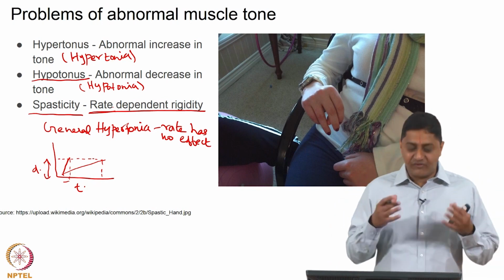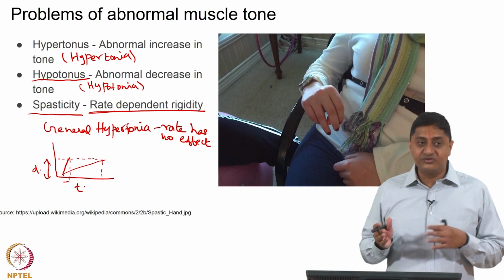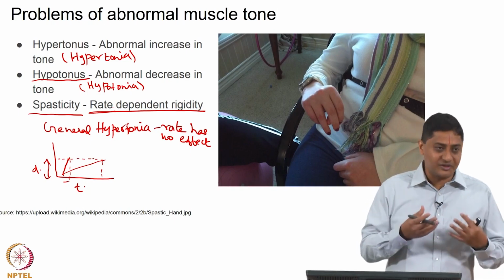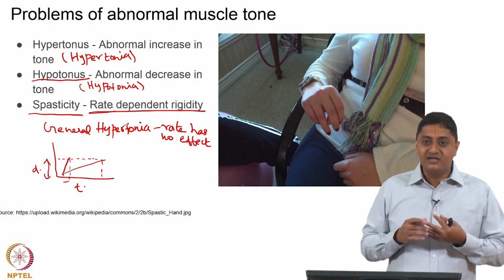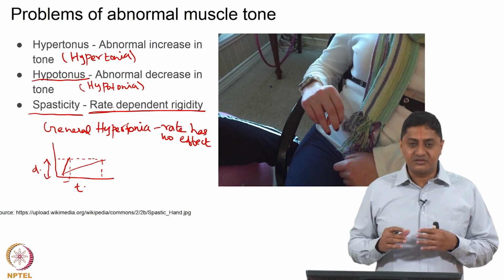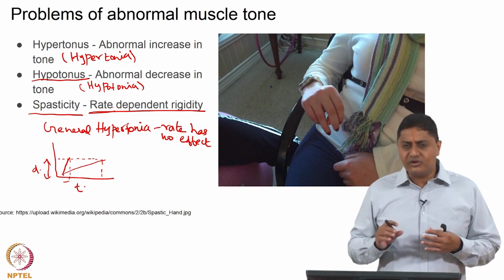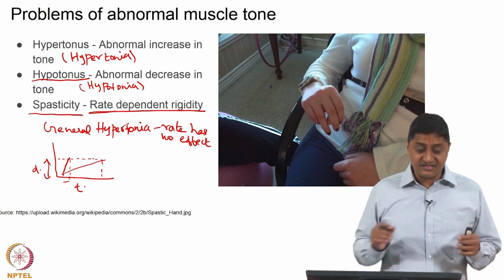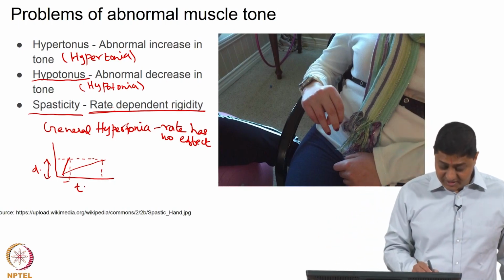So, or in other words the velocity. If I do something fast, the response is going to be great, or the reflex is going to be great, or the rigidity is going to be great. The same stimulus if I apply slowly, the rigidity is going to be lower. If I do it really slowly, there is going to be very little or no rigidity that is going to be felt. This is the special case of spasticity.